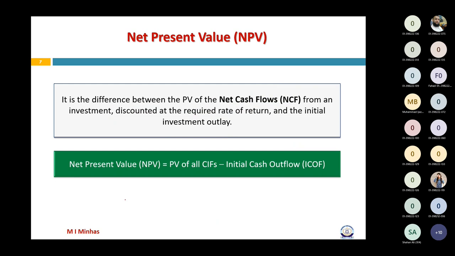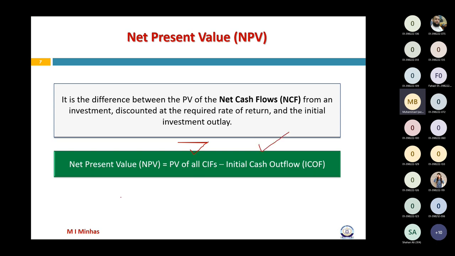I just need to ask what was NPV over here? I can't understand exactly what NPV is. Okay, look, it is the difference between the present value of all cash inflows and the initial cash outflow.